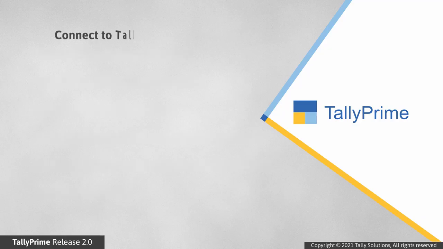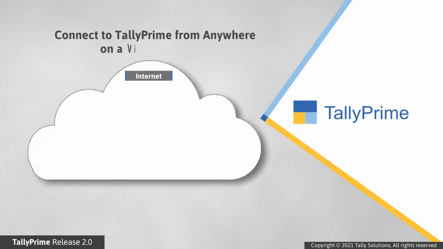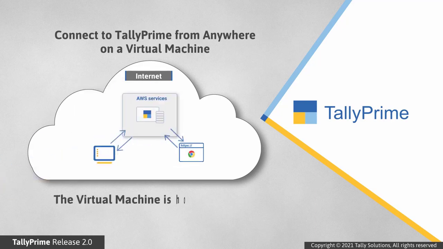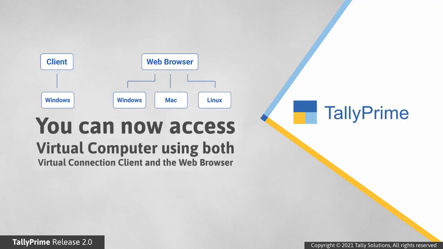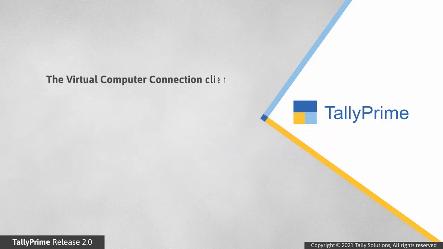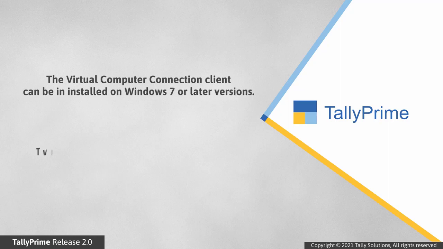The virtual machine environment is designed to give you anywhere access to TallyPrime. It is hosted on Amazon web servers. The virtual computer can now be accessed using Virtual Connection Client and web browser. The client can be installed and used on any Windows 7 and above computer. Two-step authentication process enables you to log in securely with TallyNet credentials and secure PIN.